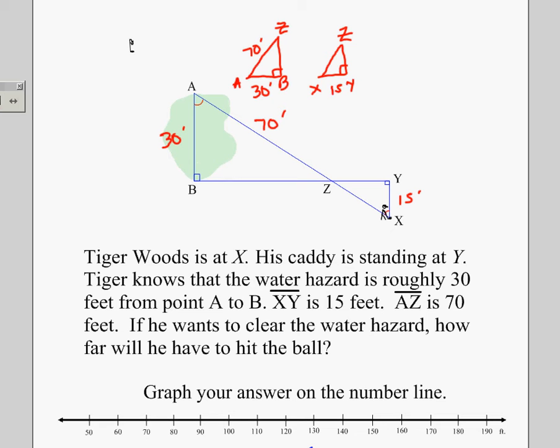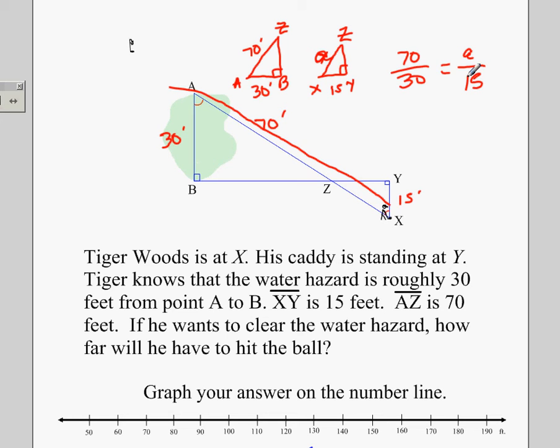XY is 15 feet, and I need to know how far Tiger needs to hit it in order to clear the water hazard. From here I can set up a proportion, 70 over 30. This is just one triangle, triangle ABZ, equals x, trying to find this hypotenuse here. Actually, let me use the small a, so it doesn't get confused with the other x. Small a over 15. From here, we'll just cross multiply.